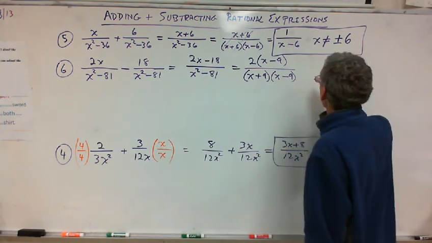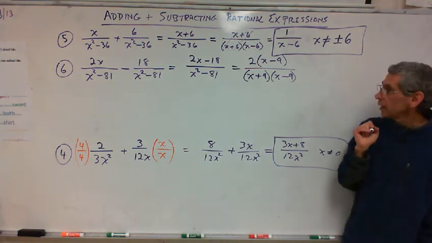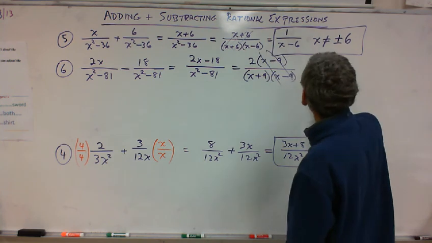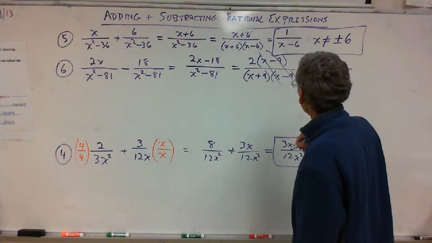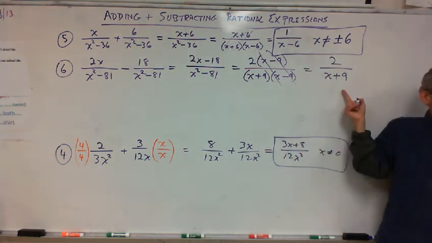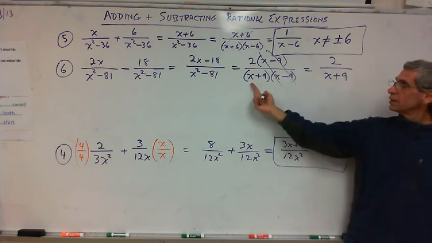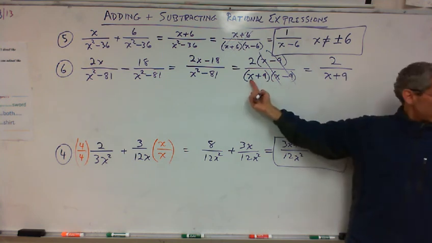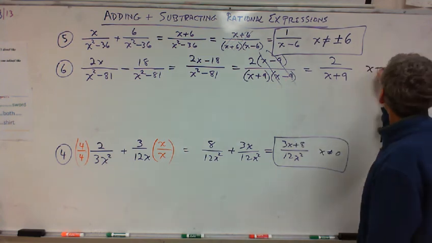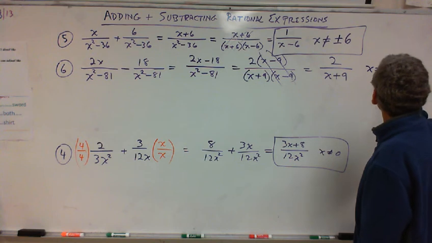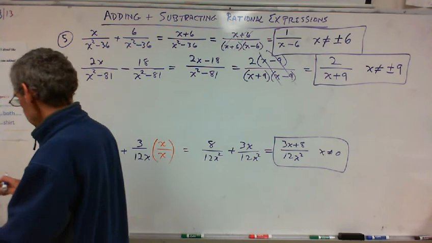Okay, good. Now, can I cross anything out now that I factored them? Yes. The x minus 9s, right? So that gives me 2 over x plus 9. That's my answer. Now I have to say the excluded value. So I go back to the factored denominator. x can't be negative 9, or positive 9, right? So x cannot equal plus or minus 9. And that's my answer. Is that making sense?